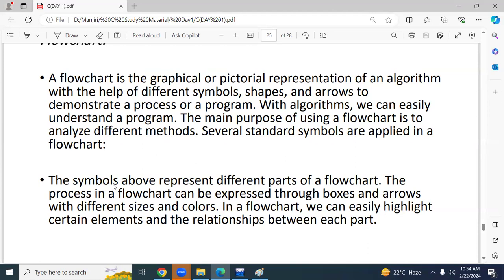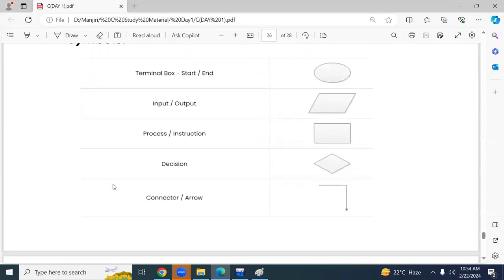Okay, so there are some symbols. We'll check only some symbols, not so many, because flowcharts are not used much nowadays. We just go through the algorithm, but flowcharts are mostly not used right now. But we have to understand how these programming techniques and problem-solving things come about. So we need to understand. That's why I'm showing and telling all these things. So let's check it out.